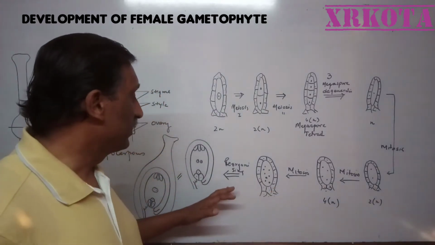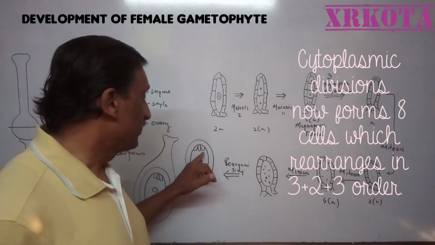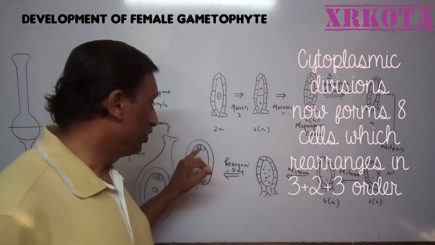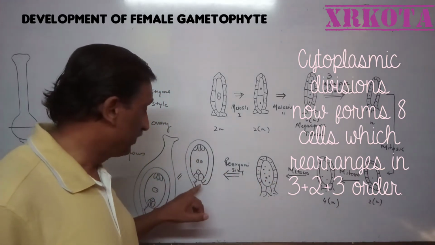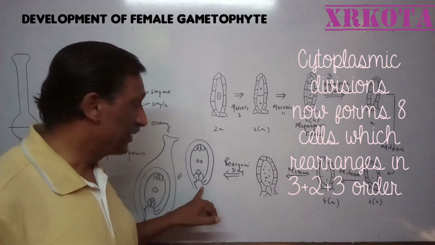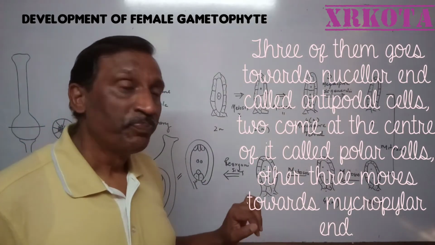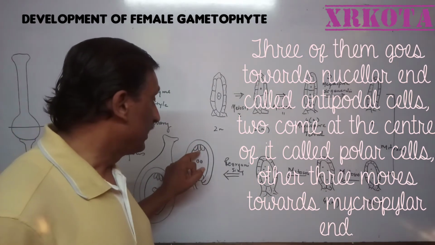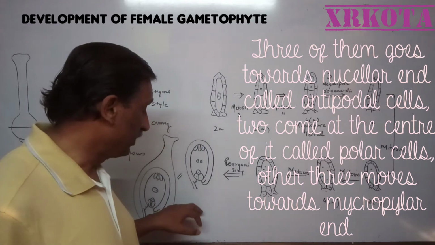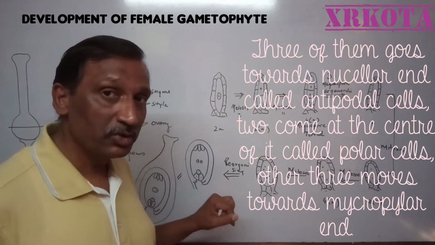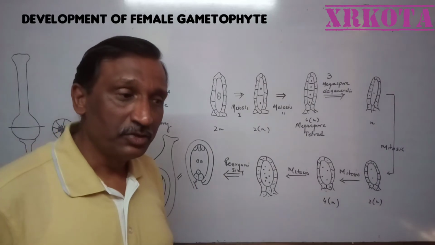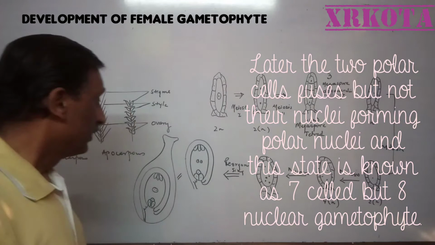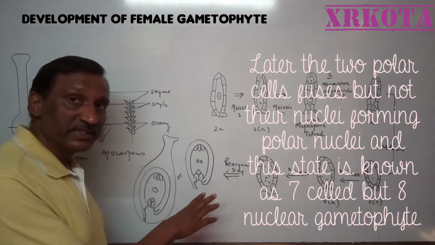Then reorganization takes place in such a way that the nuclei change into cells, with 3 cells moving toward the antipodal side, 3 coming toward the micropylar end, and 2 at the center. The 3 toward the chalazal or antipodal end are called antipodal cells. Of the 3 toward the micropylar end, the lower 2 are called synergids and the one on top is called the ovum, and the central 2 are called polar nuclei. Here the 8 cells can be seen clearly.